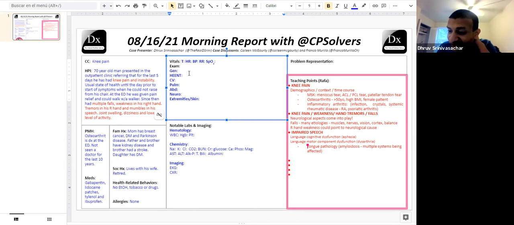So vitals, temperature 98.1 Fahrenheit, heart rate of 72, blood pressure of 143/86, respiratory rate of 20. And this patient is satting 96% on room air. And let me just see if there's a BMI. No, there's no BMI. All right.